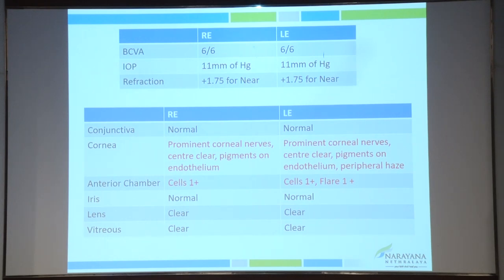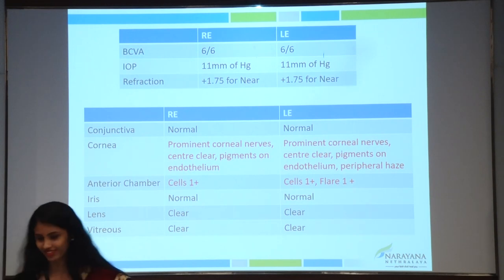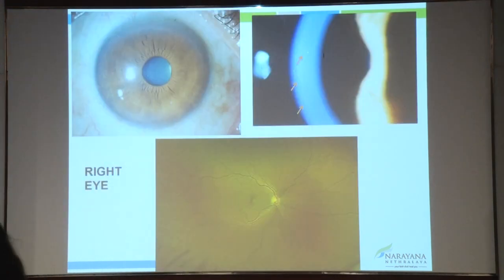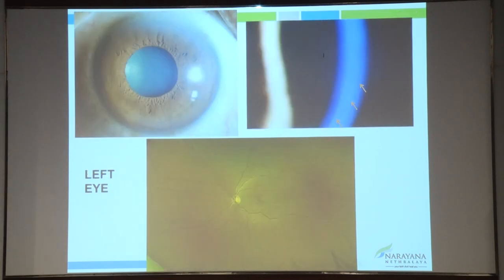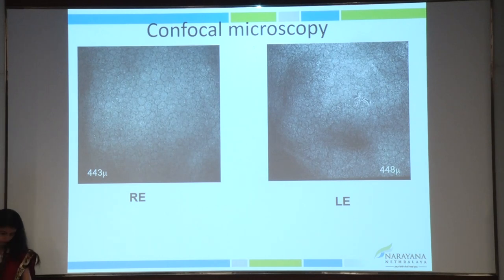On examination, visual acuity was normal. He had prominent corneal nerves and AC reaction in both eyes. This is the anterior chamber where you can see the fine pigmentation with the prominent corneal nerves, with anterior vitritis, and the fundus was absolutely normal. The left eye also had fine keratic precipitates. Confocal microscopy showed an owl-like pattern.